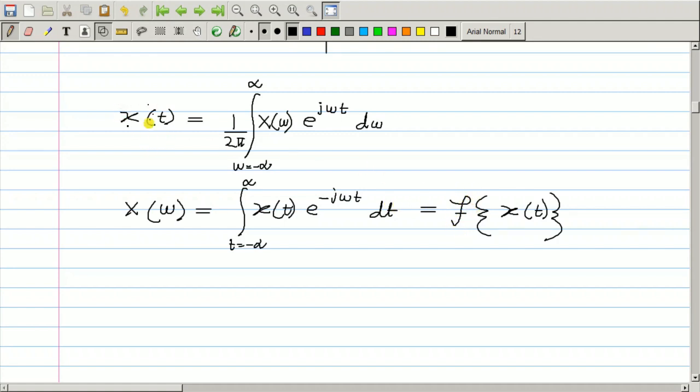So given a signal, you can calculate its Fourier transform using this formula. That means you can calculate what are the amounts of different frequency components. Also, if you know the Fourier transform, that means if you know capital X(ω), that means if you know the amounts of different frequency components, then from that you can get back the original signal using this first formula, which we call the inverse Fourier transform, F inverse of capital X(ω).